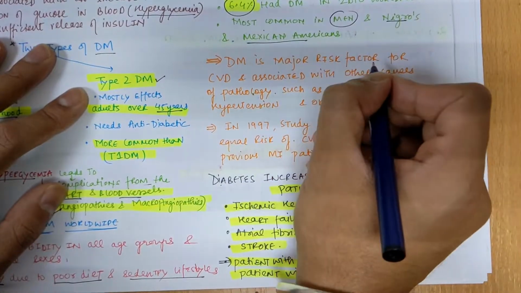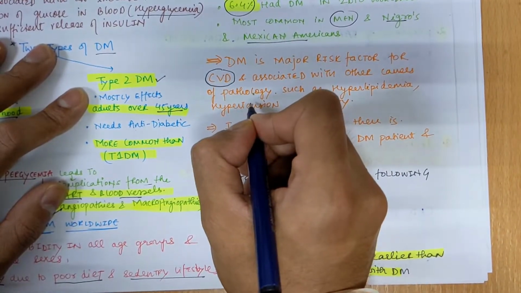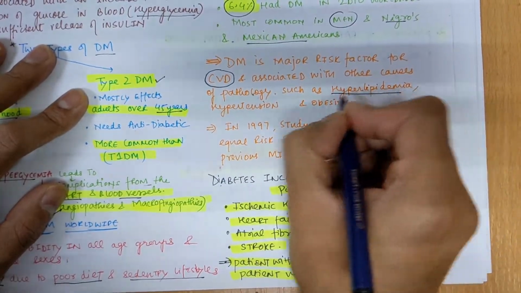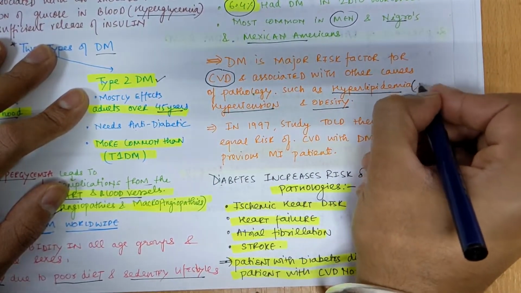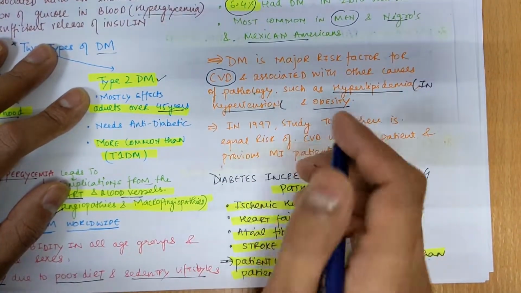And diabetes mellitus is a major risk factor for cardiovascular disease and is associated with other pathologies such as hyperlipidemia, hypertension and obesity. So this is an increase in the level of your fats, an increase in your arterial blood pressure, and obesity.